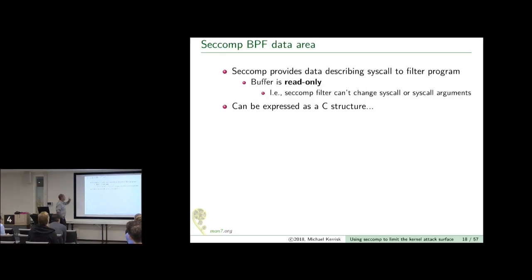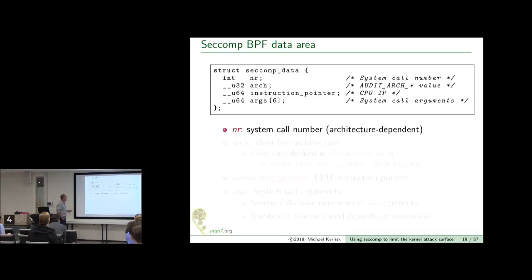Okay, now this is a point I mentioned already. The Seccomp facility provides the BPF program with information about the system call in a buffer that is read-only, so we can't change the system call or its arguments. And that structure can be expressed as a C structure. There is a structure definition like this in the header files. Struct seccomp data, and we get various information about the system call.